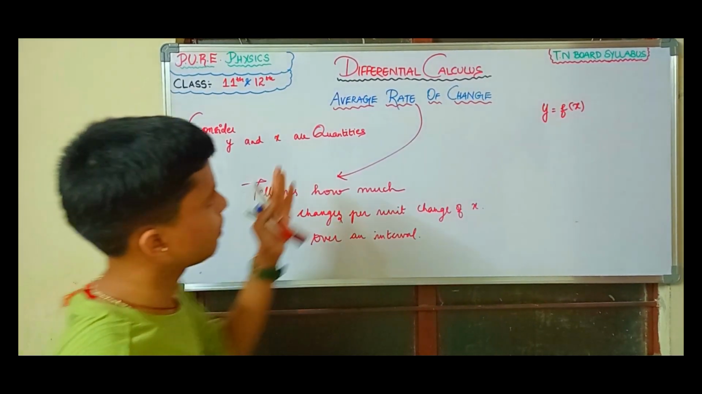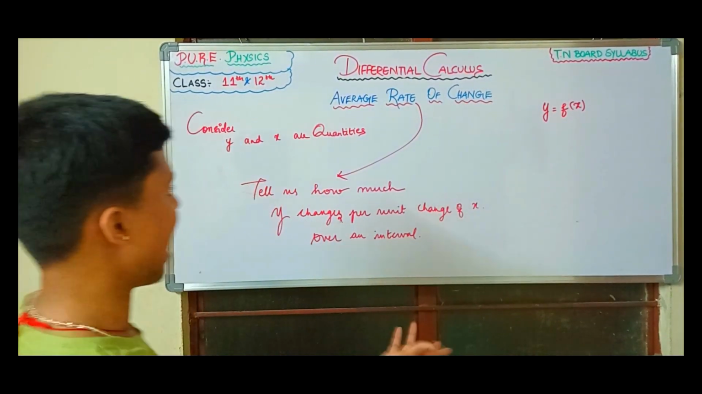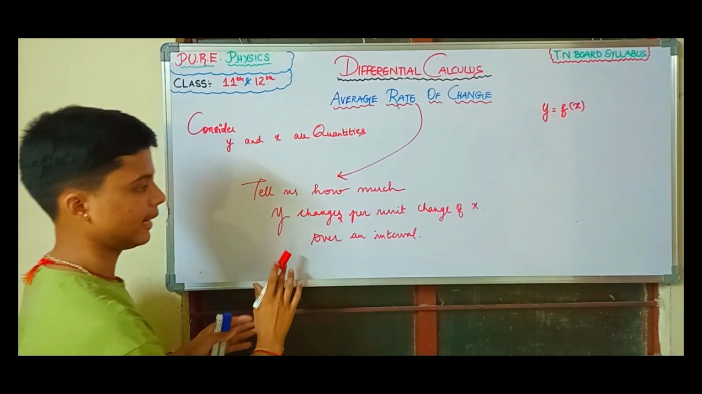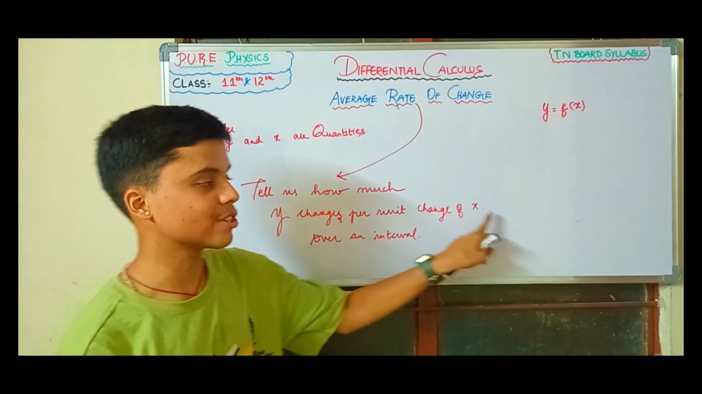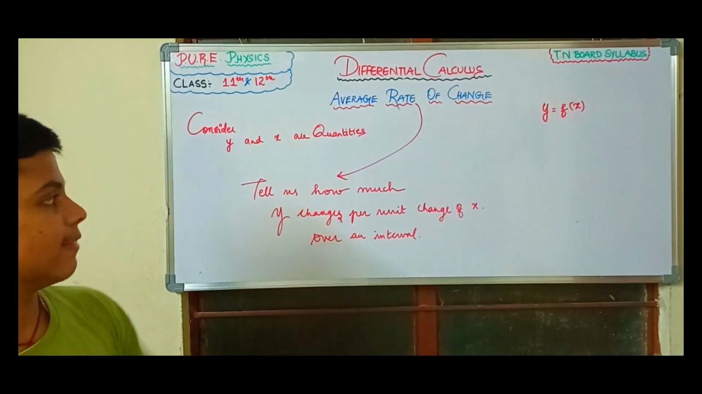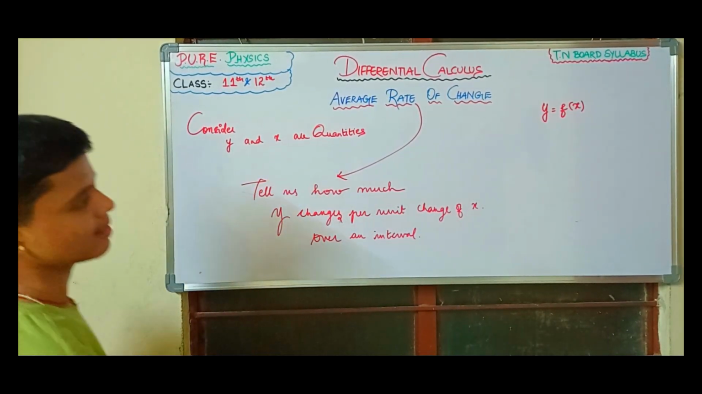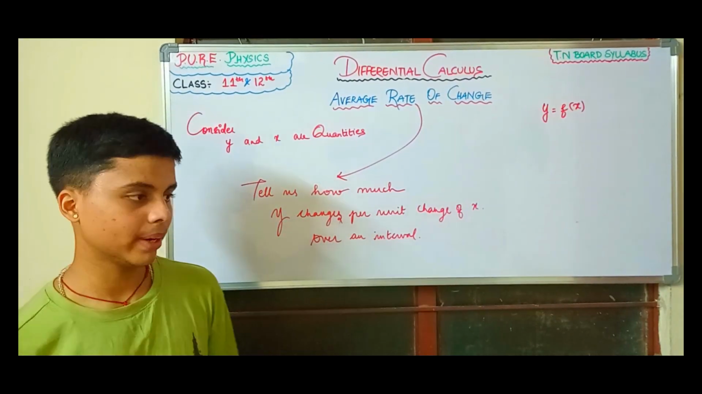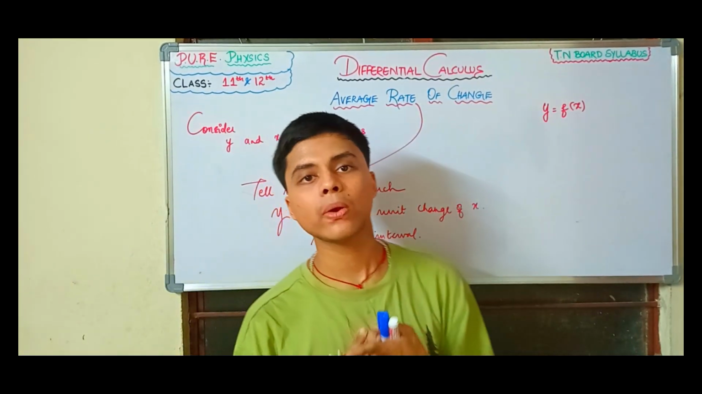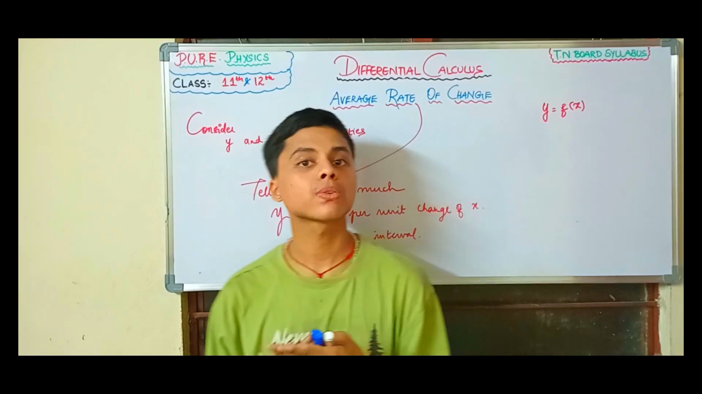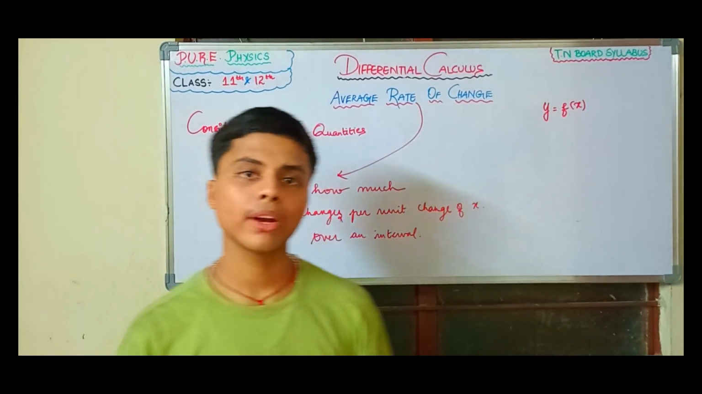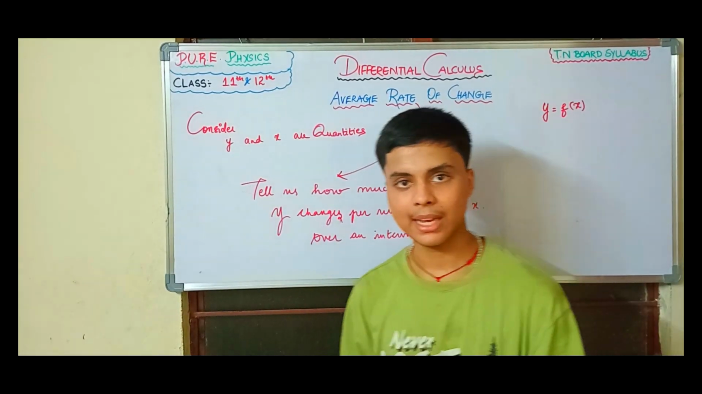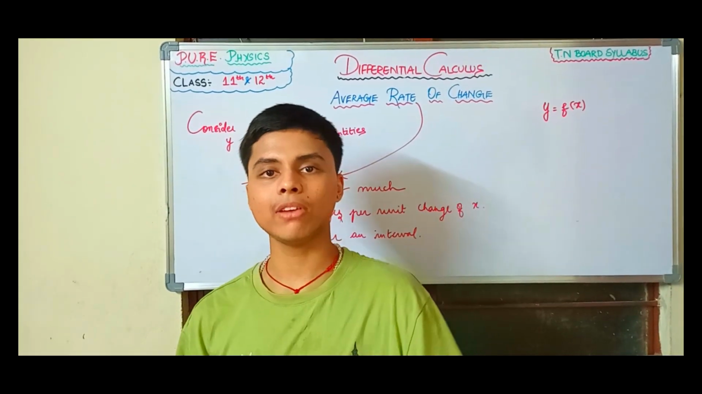So now we are going to learn about average rate of change. What is average rate of change? It just tells us how much the y quantity changes per unit change of the x quantity over an interval. Let me take y and x as quantities, and I need to know the average rate of change. How do you tell? Let the y quantity be velocity and the x quantity be time. Now you're going to find a truck which is moving. You need to find the change in velocity over an interval of time.